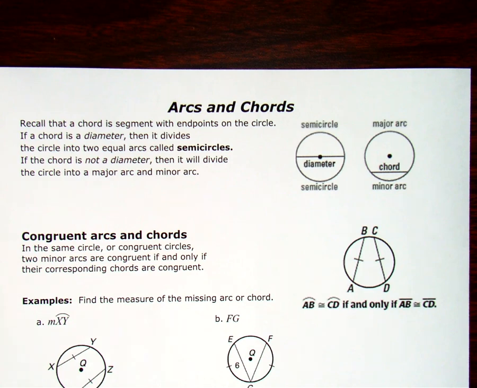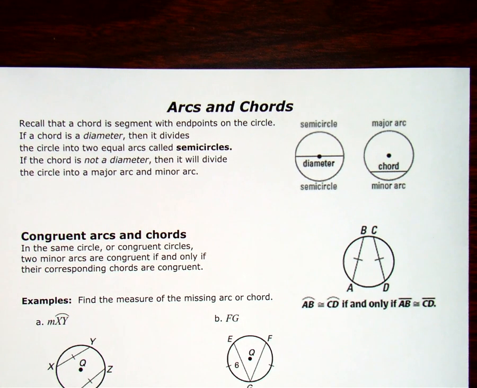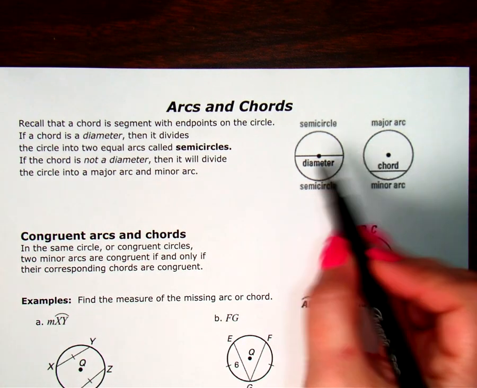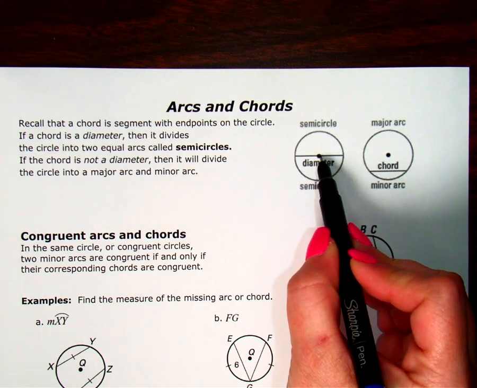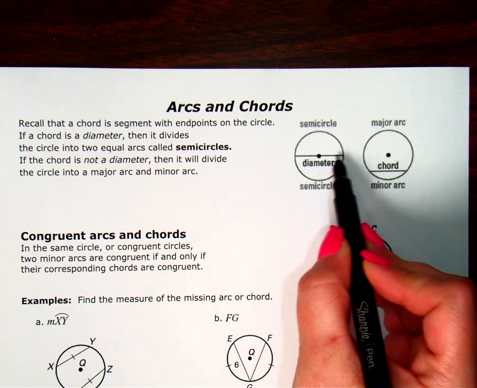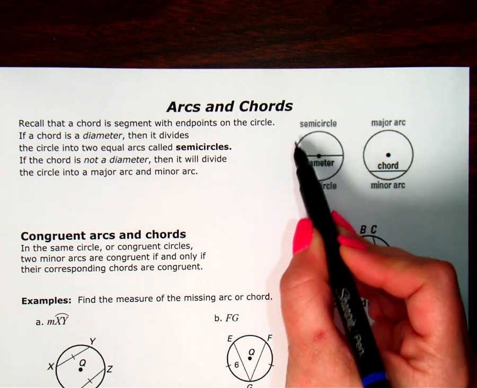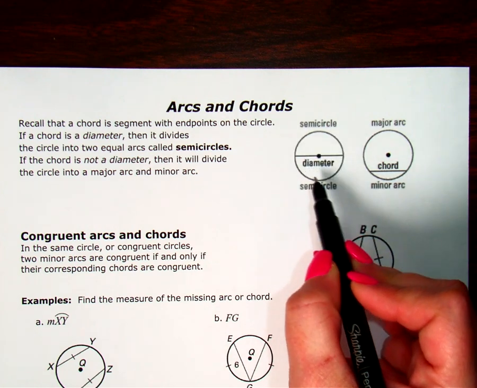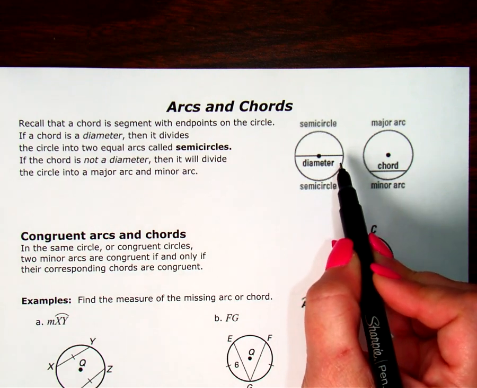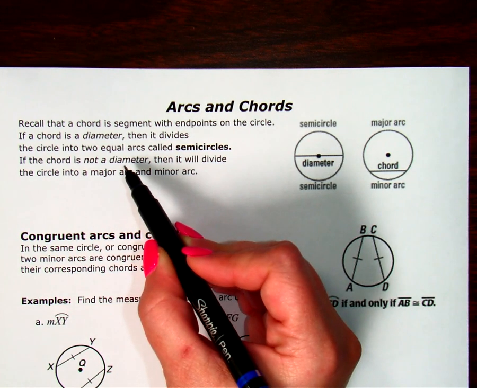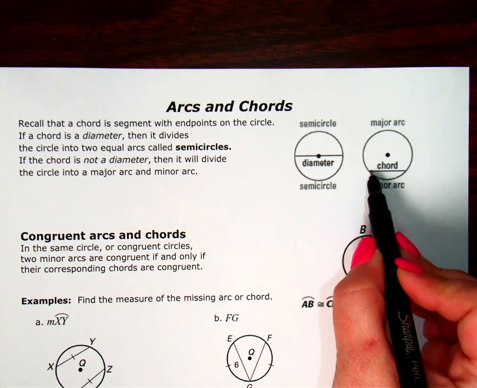So we need to remember that a chord is a segment with endpoints on the circle. If the chord is a diameter, then it divides the circle into two semicircles. So when it goes through the center as a chord, we call it a diameter, and I can see that half the circle is on one side of that diameter and the other half is on the other, and we have two semicircles.